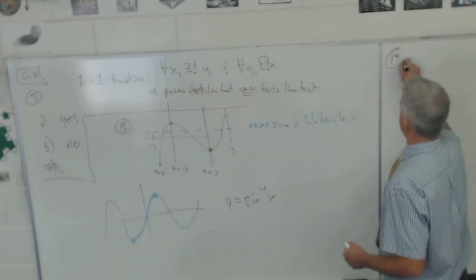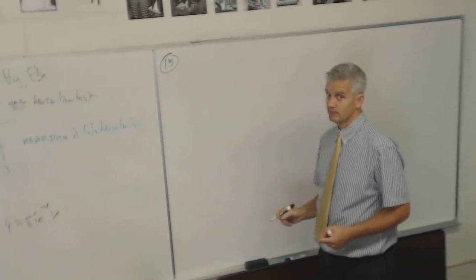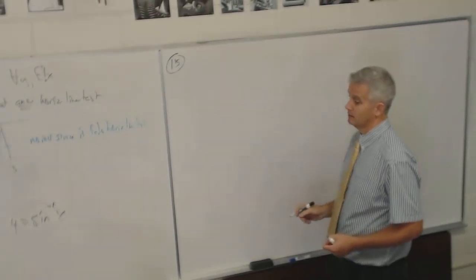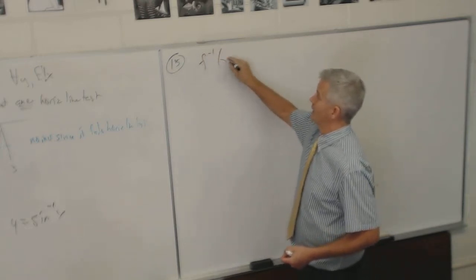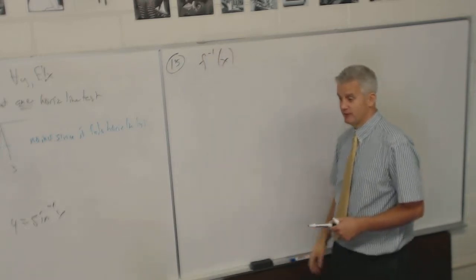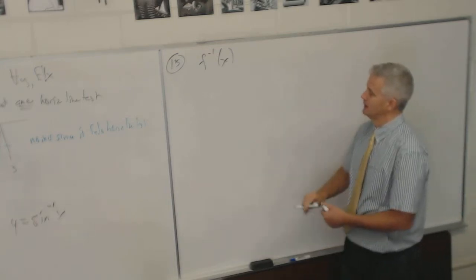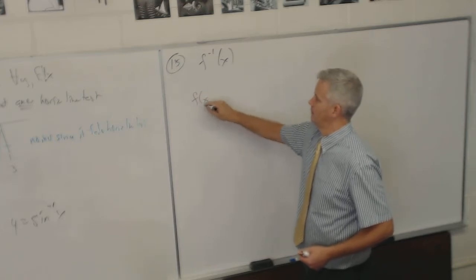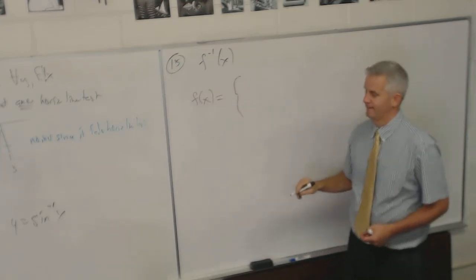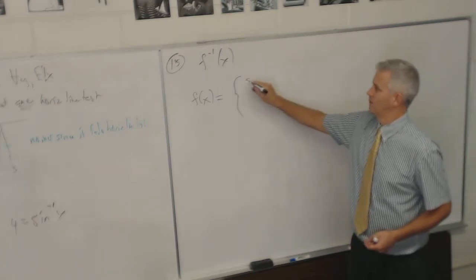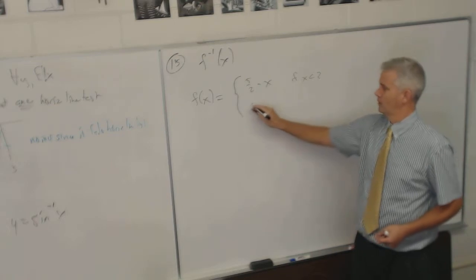Okay, number 15. Find the formula of f inverse of x, the inverse function of f. f of x is 5 halves minus x if x is less than 2, and then 1 over x.